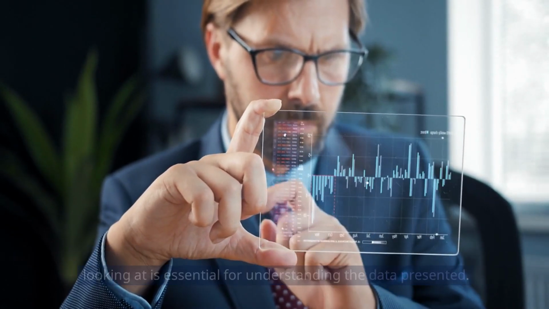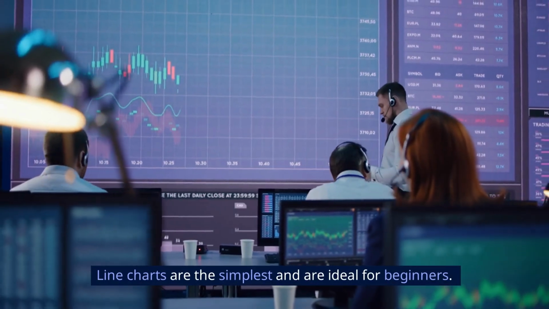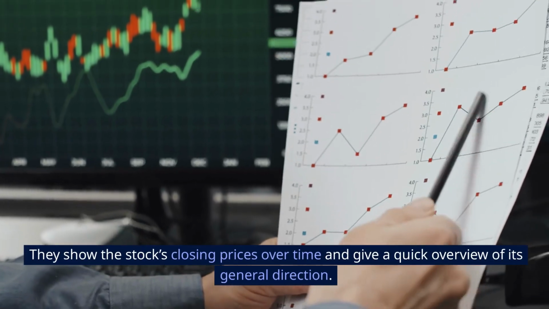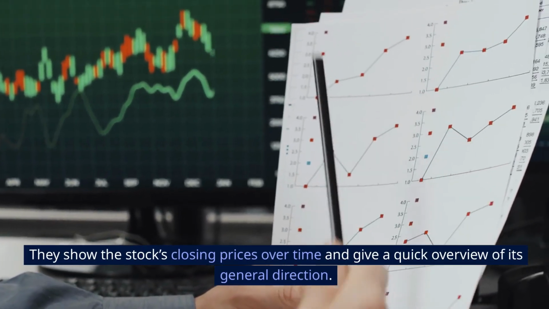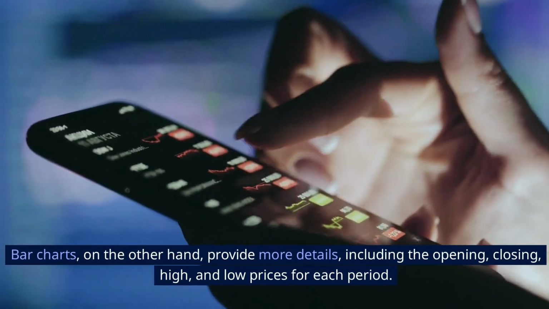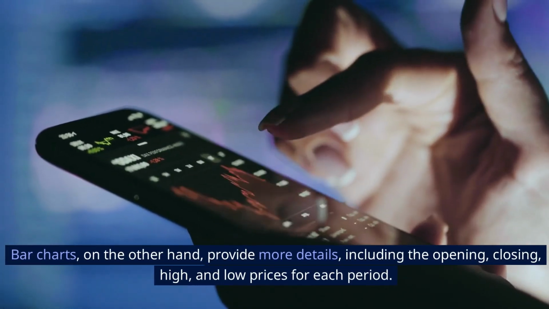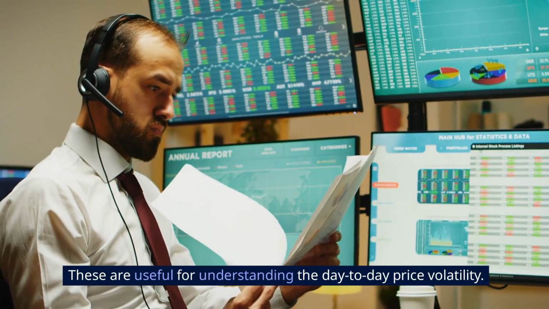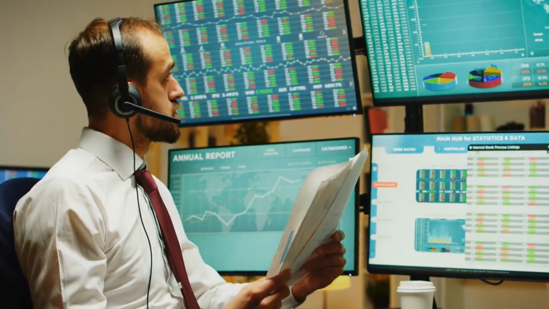the data presented. Line charts are the simplest and are ideal for beginners. They show the stock's closing prices over time and give a quick overview of its general direction. Bar charts, on the other hand, provide more details, including the opening, closing, high and low prices for each period. These are useful for understanding the day-to-day price volatility.